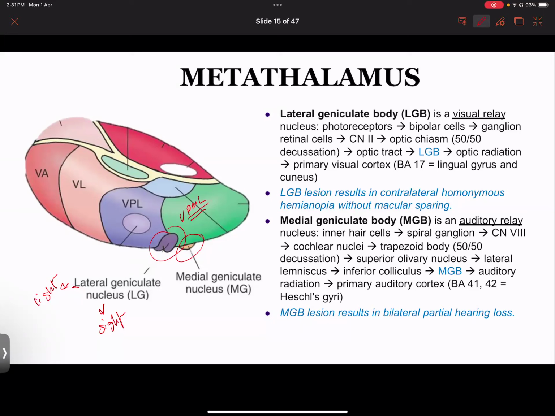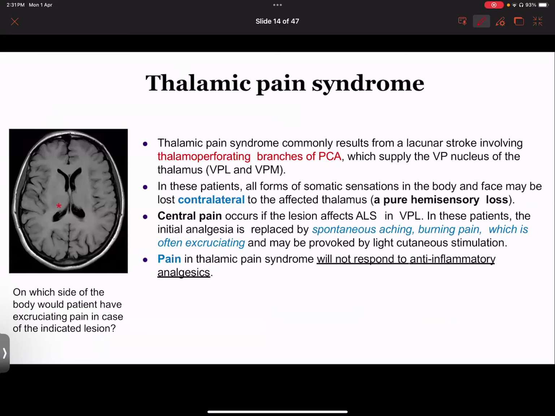There is a question in the chat. It asks, what does lacunar stroke mean? Okay. So a lacunar stroke is just a fancy name for a stroke in specific branches, the lenticulostriate branches. Those are branches of the PCA. But a lacunar stroke is specifically just a fancy name for a stroke.